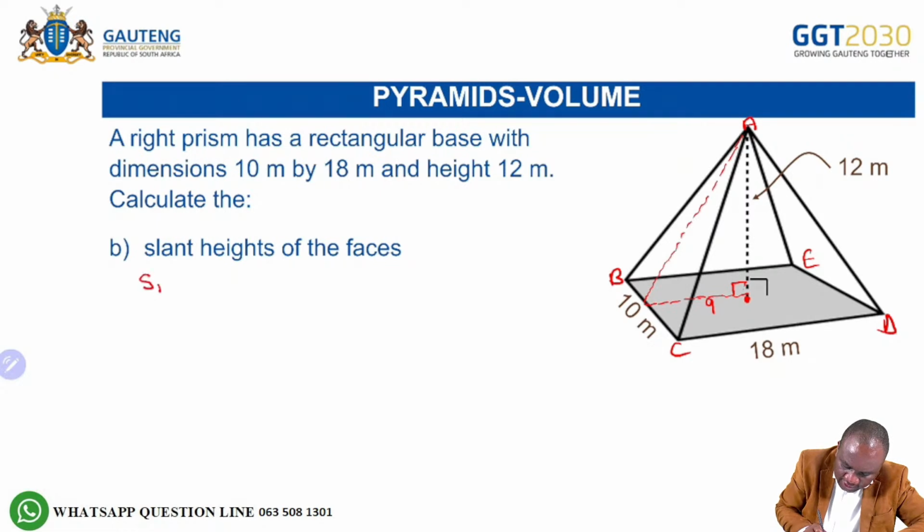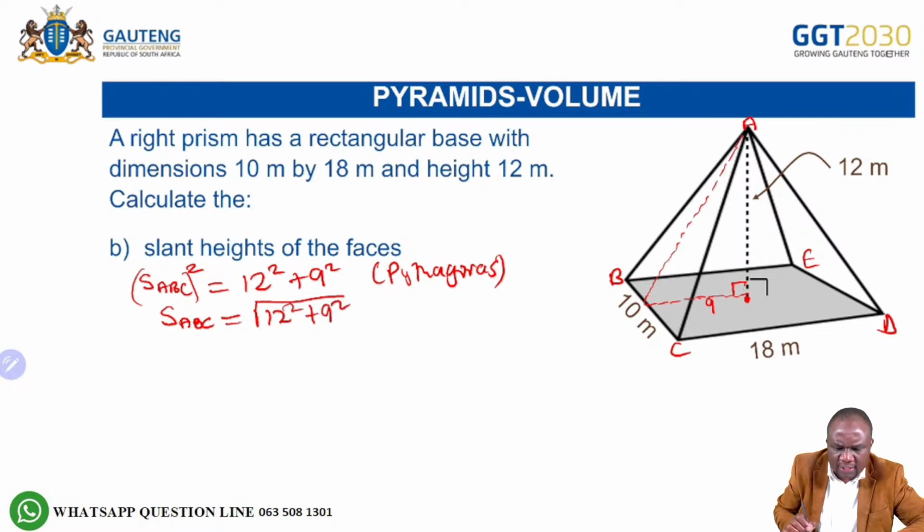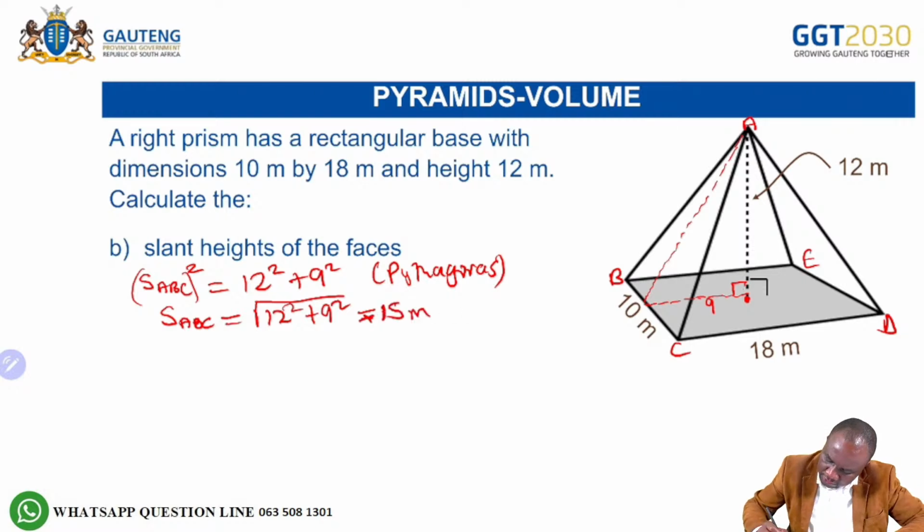So slant height ABC squared is equal to 12 squared plus 9 squared. That's Pythagoras. Right, and then we square root both sides. Slant height of triangle ABC will be the square root of 12 squared plus 9 squared. What is the square root of 12 squared plus 9 squared? It is going to be 15 meters. So this is 15 meters.